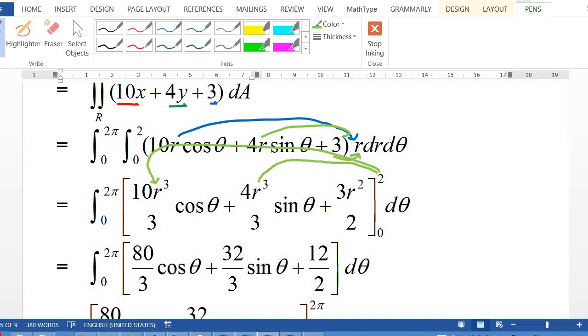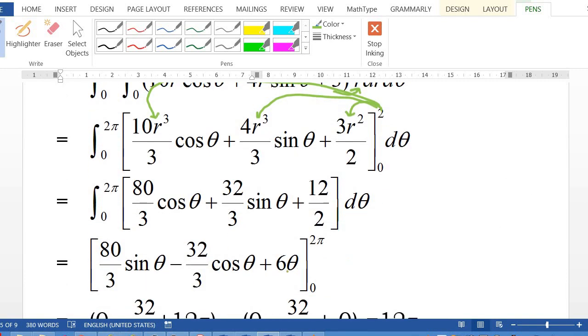Plug in r equal to 2. So 2 cubed, you get 8. 8 times 4, 32 over 3 sin theta. Now plug in r equals 2 into the third term: 2 squared is 4, 4 times 3 is 12, 12 divided by 2 is 6. So this one becomes 6.